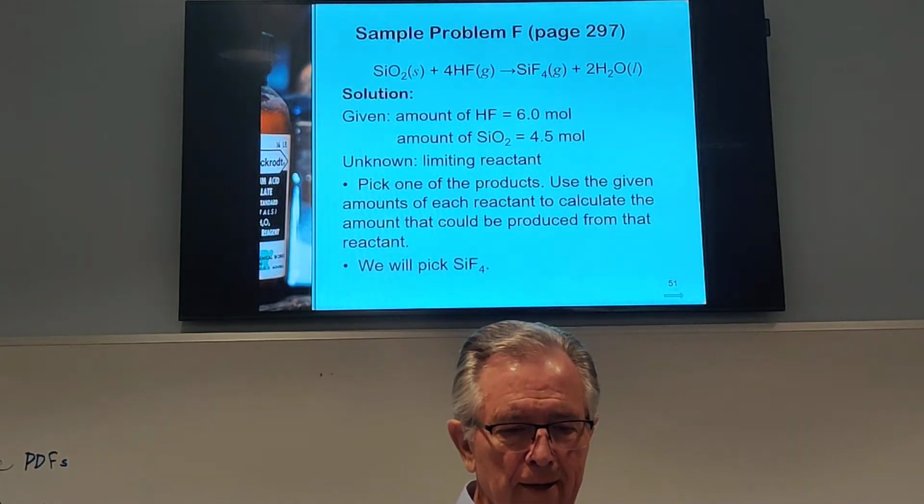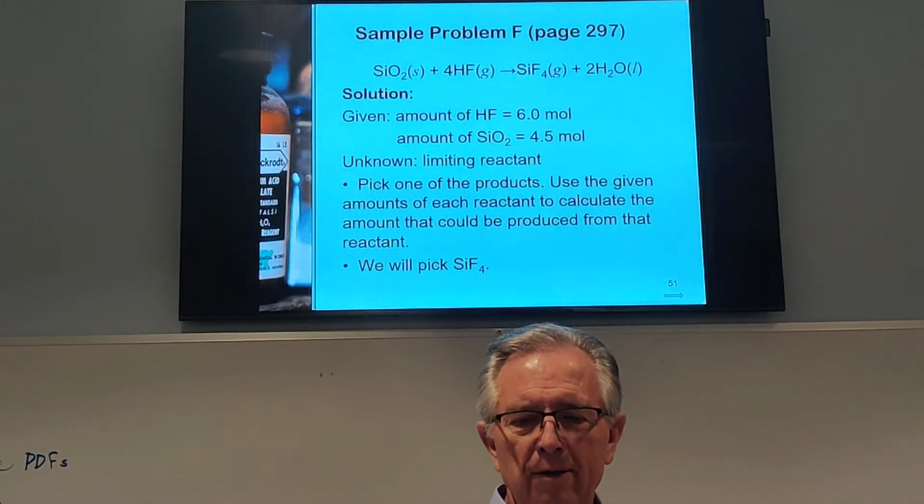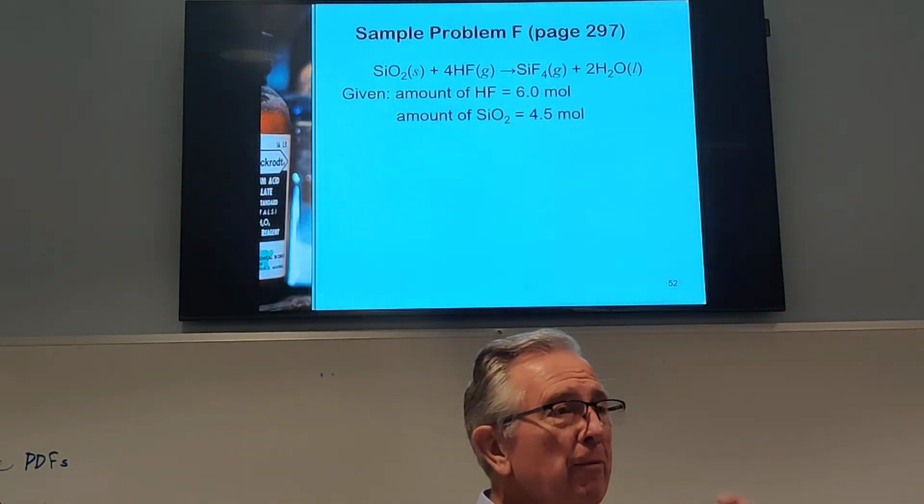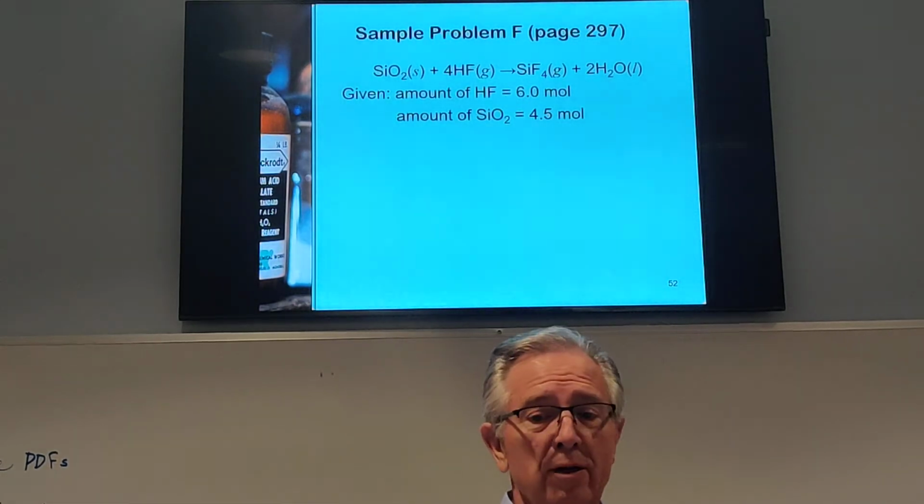Okay, so let's do that. So let's say we just picked the first one. Let's pick SiF4 since it's listed first there. So I'm going to start out with HF to find out how much SiF4 is produced.